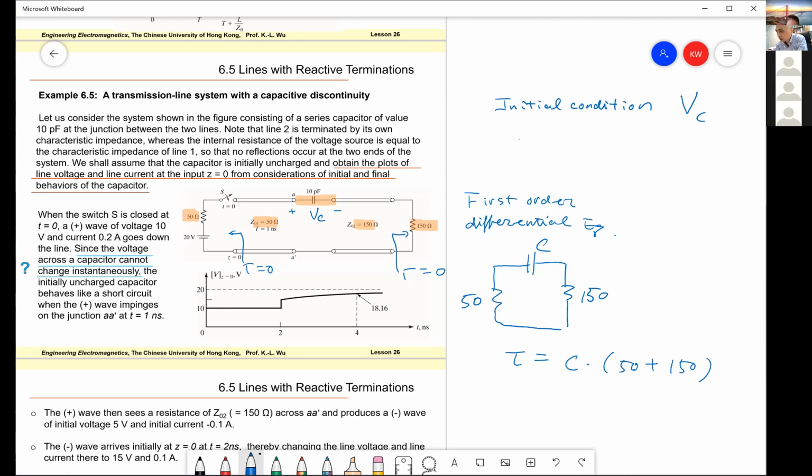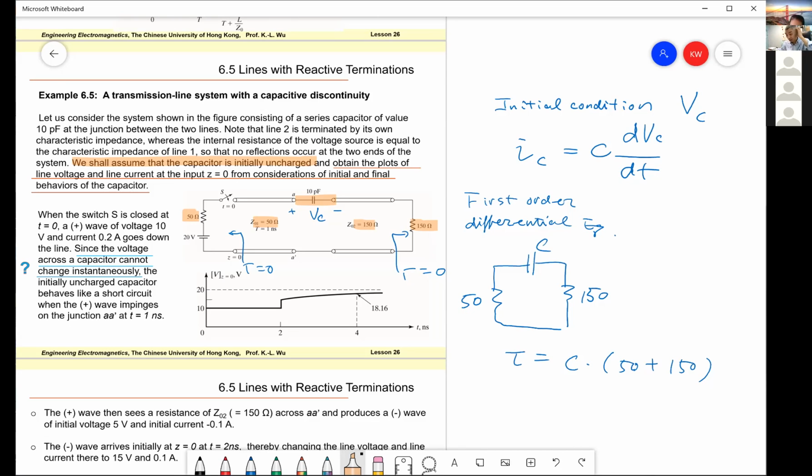The reason is that for a capacitance, the current and the voltage are related. Physically, the voltage across a capacitor must be continuous. But in our problem, we assume the capacitor is initially uncharged.